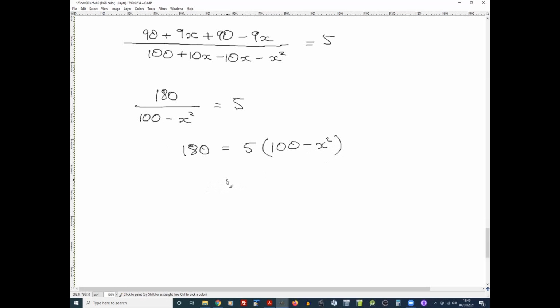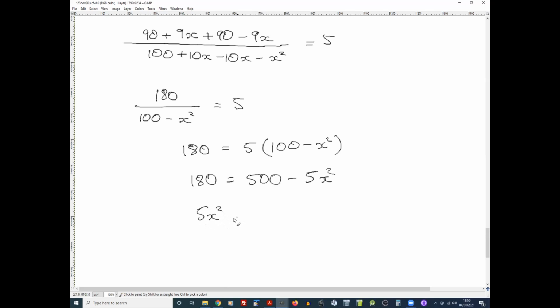And then would we expand that bracket? Yep. Okay, so 180 equals 500 minus 5x squared. And then you could minus 500 from both sides? Yeah. Or what would be a little bit quicker, eventually we want to be writing x squared equals stuff. So maybe we could put 5x squared on the left, couldn't we?